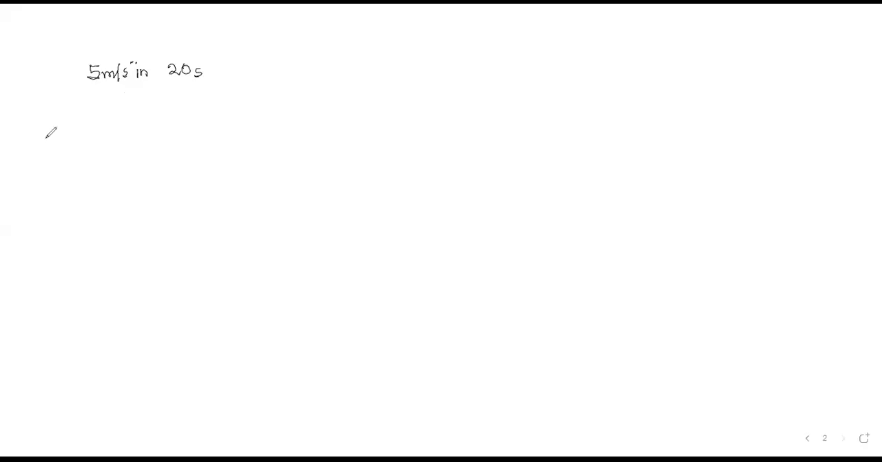All right, the first question is to draw a velocity time graph. Instead of draw, let me use sketch. Sketch a velocity time graph of the motion.